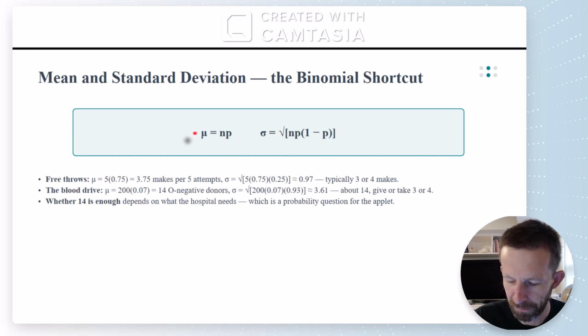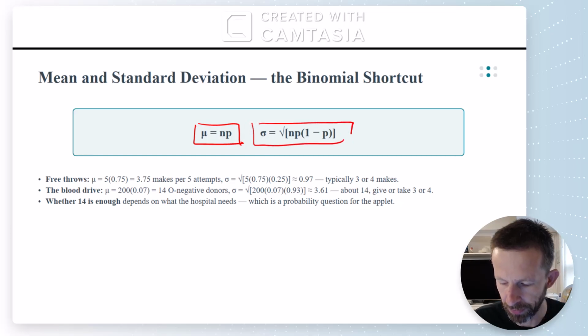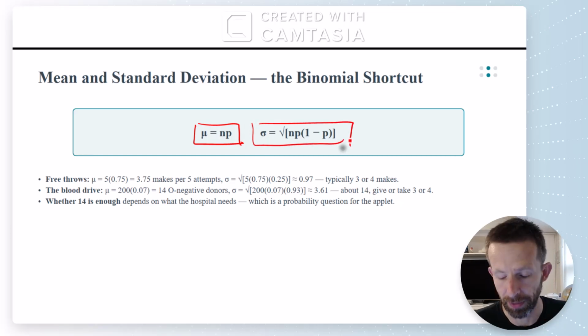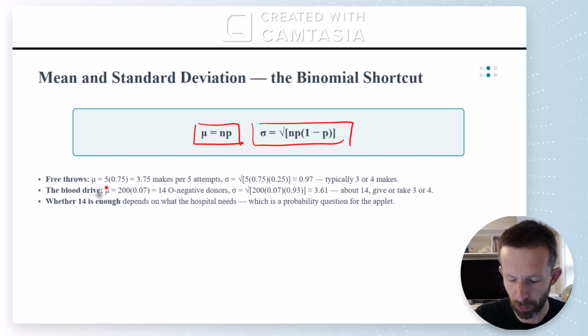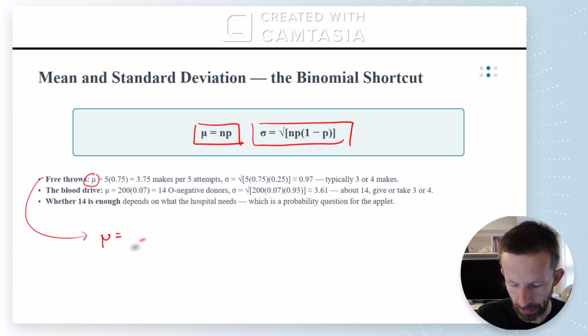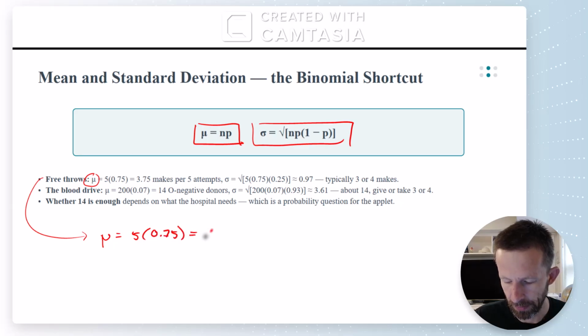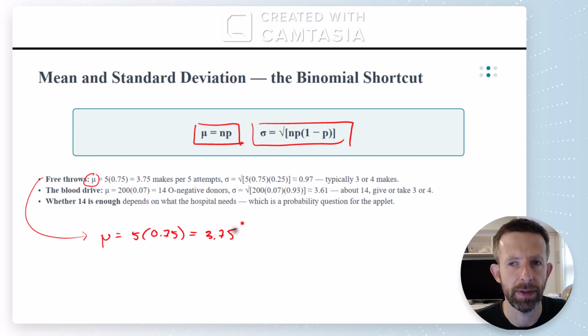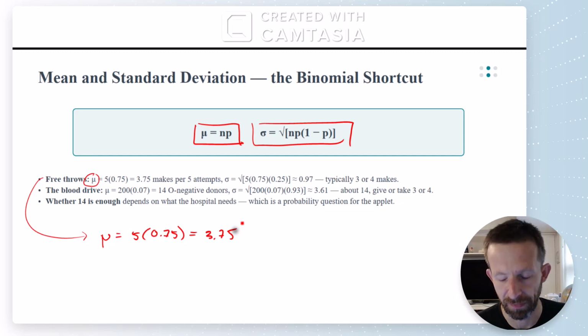All right, to find the mean and the standard deviation of a binomial distribution, there are 2 formulas. The formula for the mean is n times p. So for the free throw situation, the mean is n, which is the number of free throw attempts, times p, the probability of success, so 3.75. So on average, our shooter hits 3.75 free throws out of 5 long term.